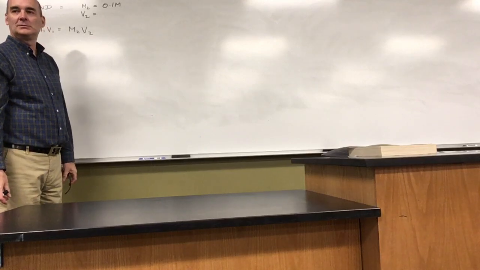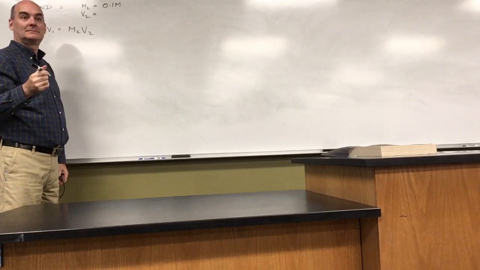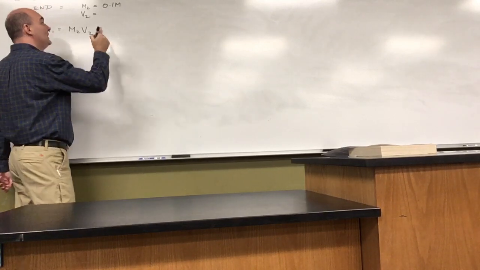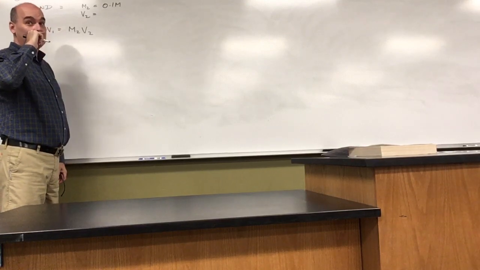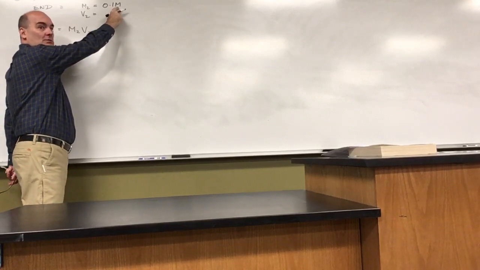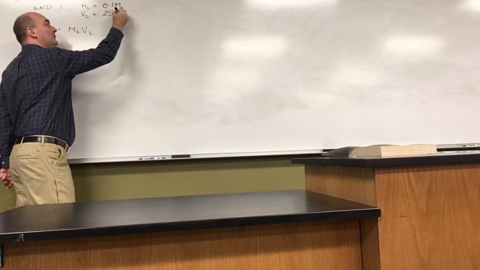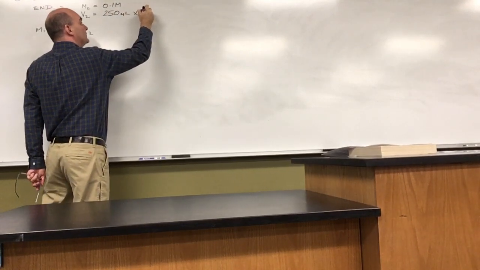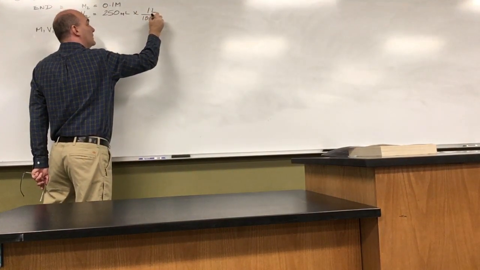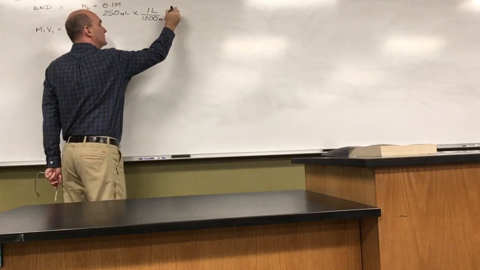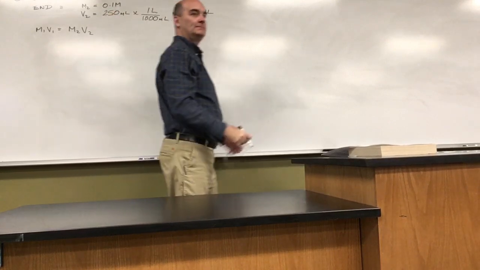And then what are my volumes? V2 is 250 what? Okay, am I going to use milliliters? No, because this is in moles per liter. So 250 milliliters times, right, there's 1 liter for every 1,000 milliliters. I'm going to have that in liters.